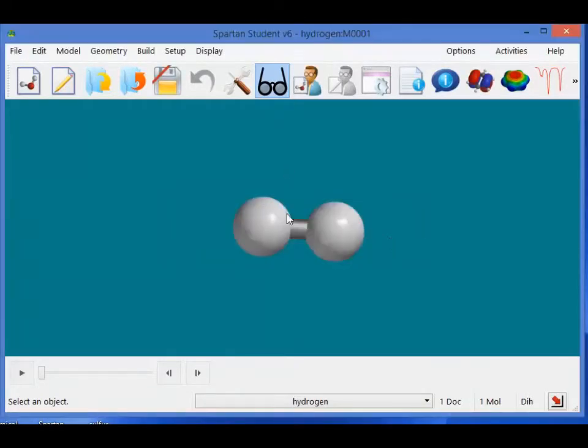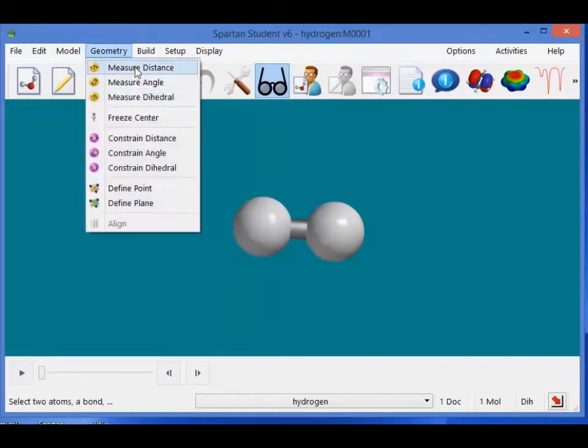And what I want to do now is I want to know something about this molecule. I want to know, for example, maybe the bond length in this molecule. And if I want to know that, I go up to where it says geometry. It's fairly evident. Geometry tells me about bond lengths, bond angles, things of that nature. So I click on this. I thought I want to measure the distance.